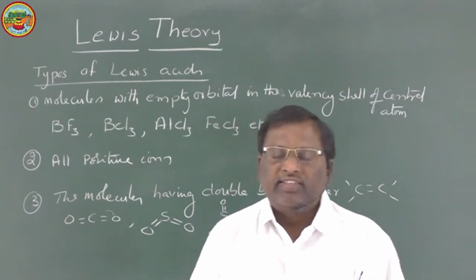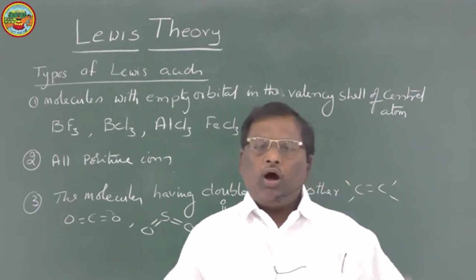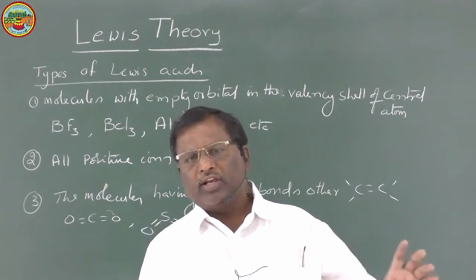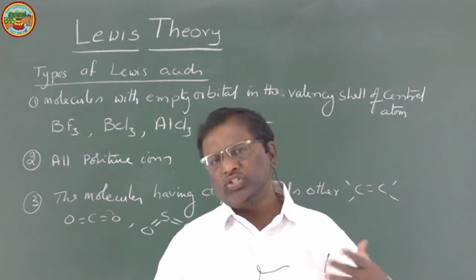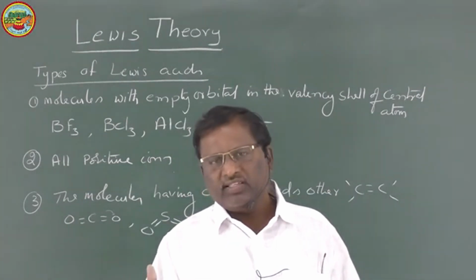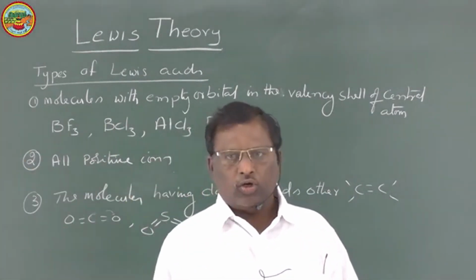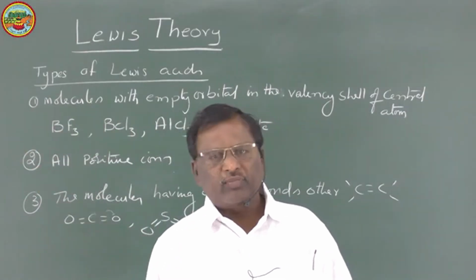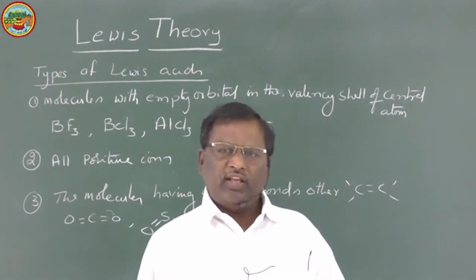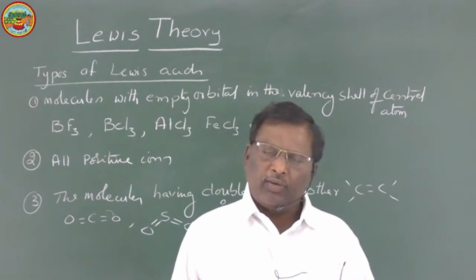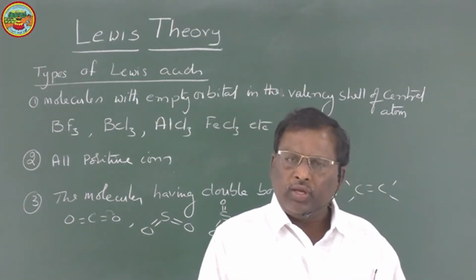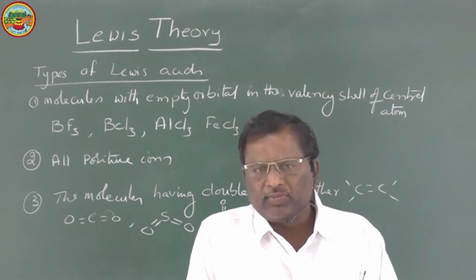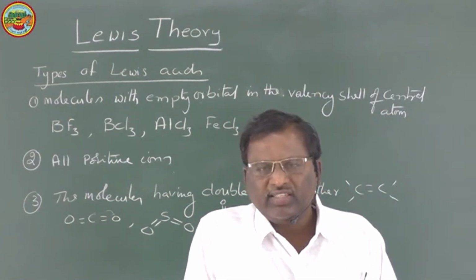Now, the second category of Lewis acids is all positive ions, including d block elements, because a positive ion is obtained when an atom loses electrons. When an electron is vacated from that orbital, then a positive ion is formed. So all positive ions obviously have an empty orbital, and they are in a position to accept an electron pair from other species. So they are considered as Lewis acids.